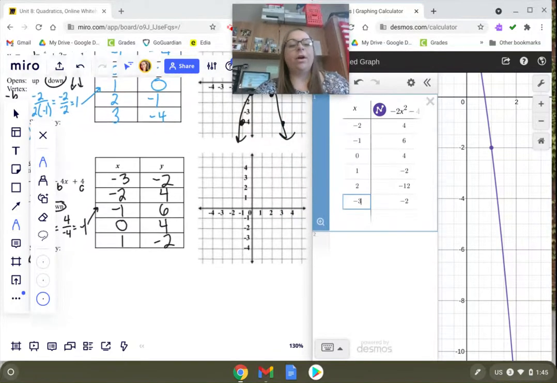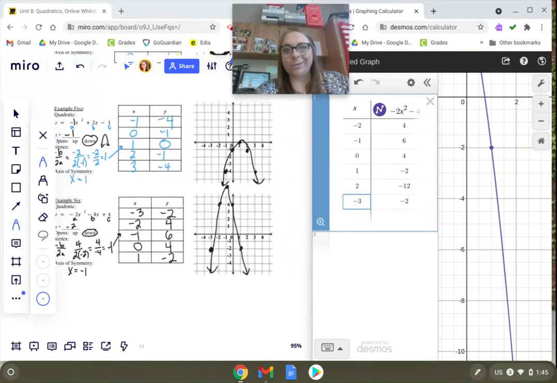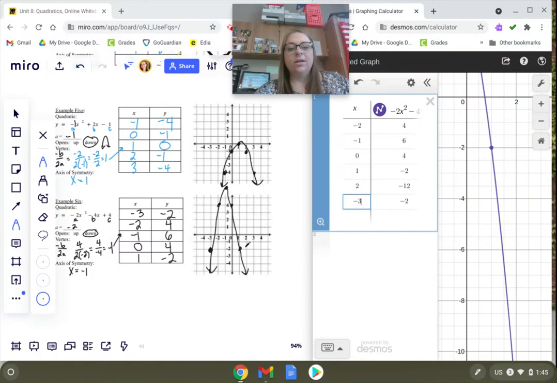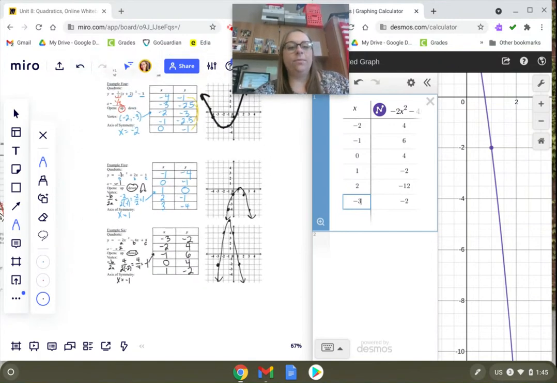And now we can graph our points. Negative 3, negative 2 is here. Negative 2, 4. Negative 1, 6 is up here, kind of off my graph. Then 0, 4. And 1, negative 2. So here's my graph. Again, really Desmos heavy, and if you have no idea where to start, just type it into Desmos because that can also help you find your vertex and make that table.